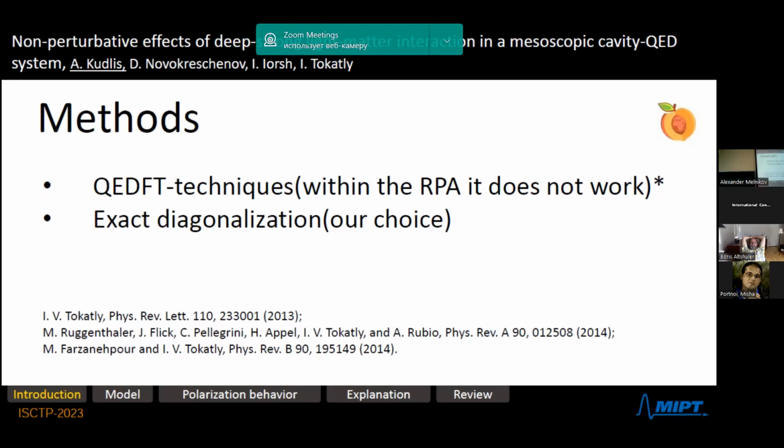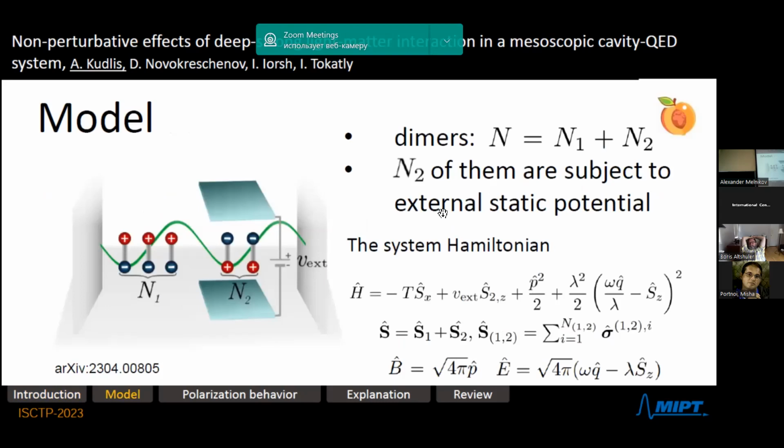And of course, as a benchmark, we've used exact diagonalization. And we've noticed that the observed phenomena, which I will show you, cannot be caught, cannot be explained by the most commonly used random phase approximation. And within this analysis, we've decided to limit ourselves to just exact diagonalization, because we are talking about mesoscopic systems.